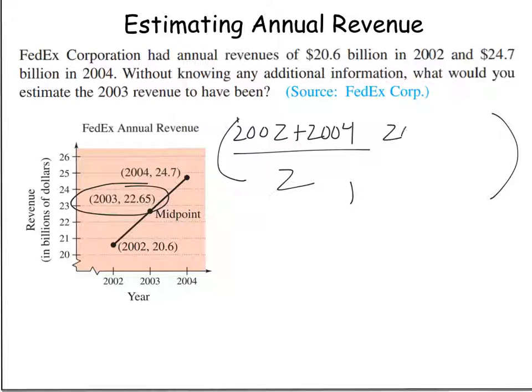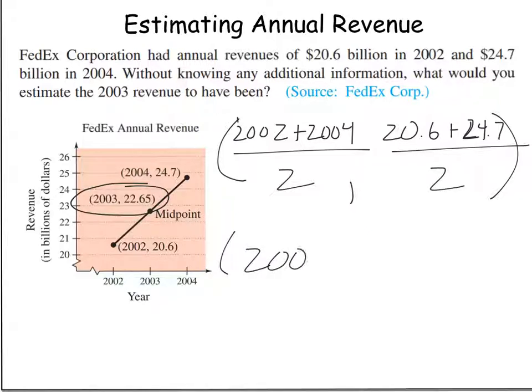Take their revenue from 02, 20.6 billion, and then take their revenue from 04, 24.7 billion. Average those as well. There's our year, and that is going with this Y value, which is in billions of dollars of 22.65. Okay, not a lot of work, but it's important work, because that work shows the application of this midpoint formula and how we got that answer.